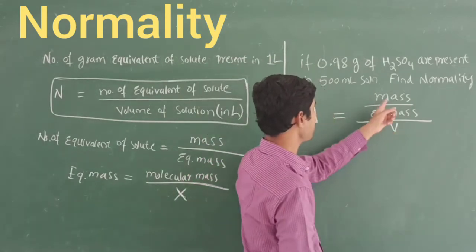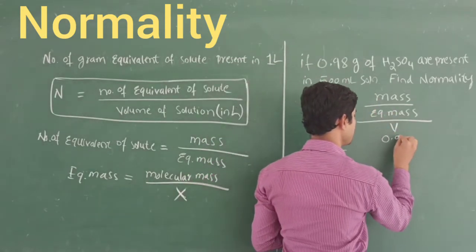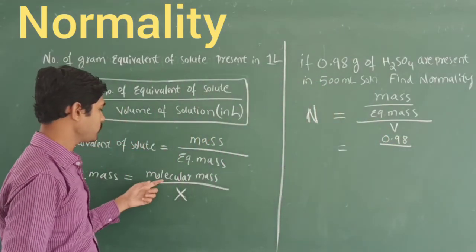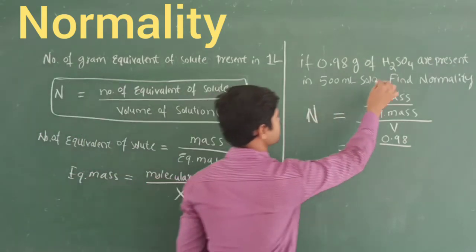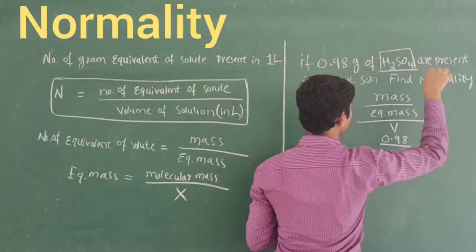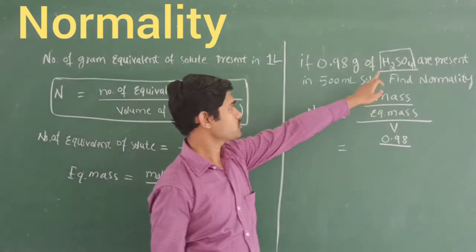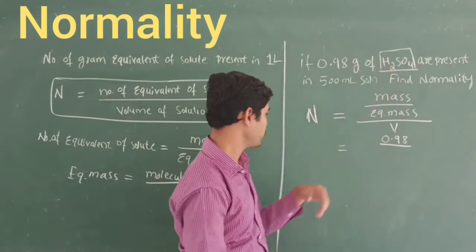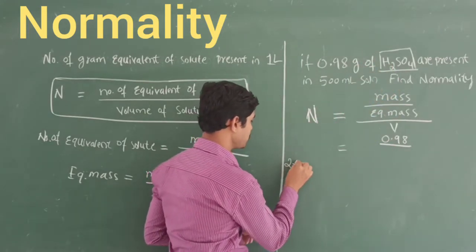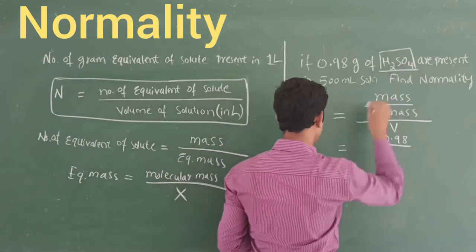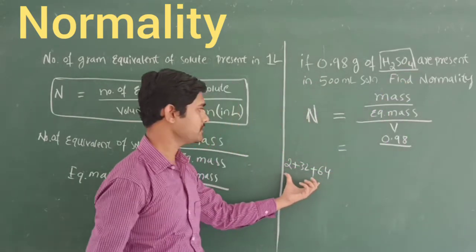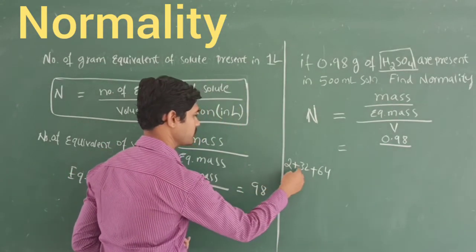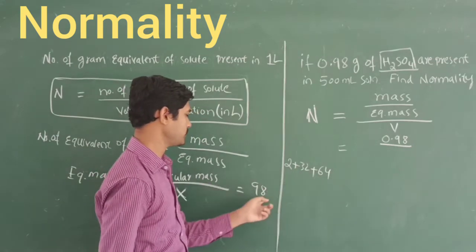First we write the mass, which is given as 0.98, divided by the equivalent mass. How do we find the equivalent mass? Equivalent mass is equal to molecular mass divided by X. The given compound is H2SO4. Its molecular mass is hydrogen 2, sulfur 32, so 2 plus 32 is 34, plus oxygen 16 times 4 is 64. Adding these, it becomes 98.